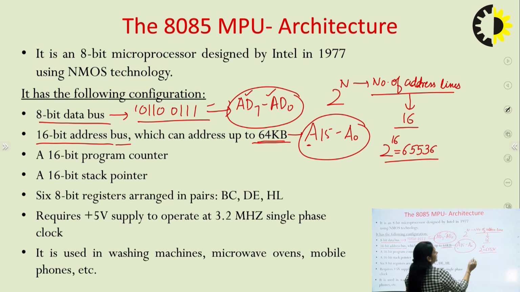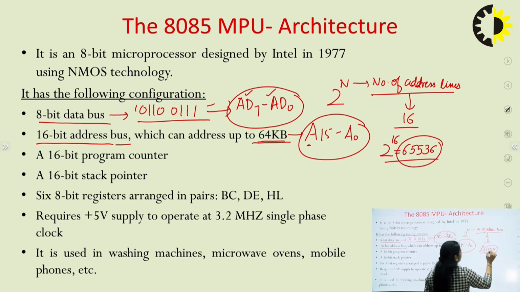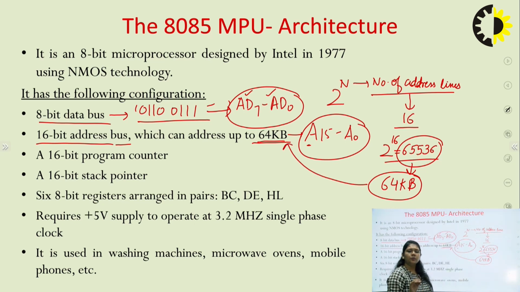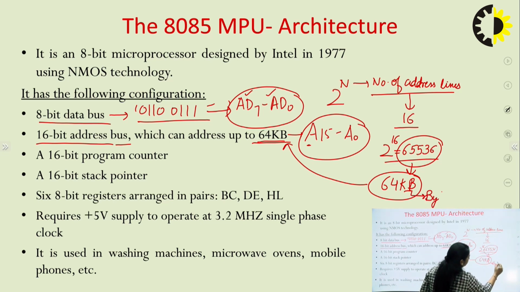And further, we can note it down as 64K bytes. This is the memory which the 8085 microprocessor can hold. It can hold up to 64 KB. B is here for byte, K for kilo. So 64 KB will be kilobytes.